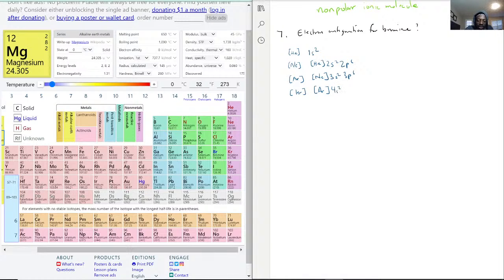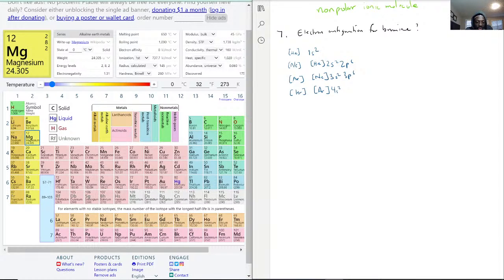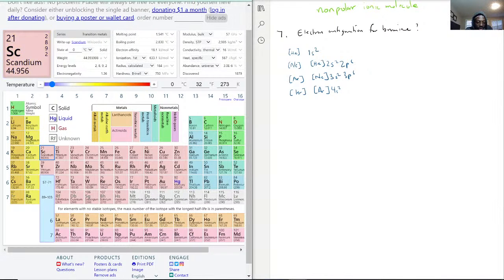It'll be 4s2, but you have to actually pass through this row as well. Now the way this row works is slightly different from the other ones. We're now with the D shell, that's the ones here starting at scandium, it'd be 3d1. So you've actually gone back a shell and you start counting there. So 3d1, 3d2, 3d3, 3d4 on the chromium, 3d5 on the manganese, 3d6 on the iron, 3d7 on the cobalt, 3d8 on the nickel, 3d9 on the copper, and 3d10 on the zinc.